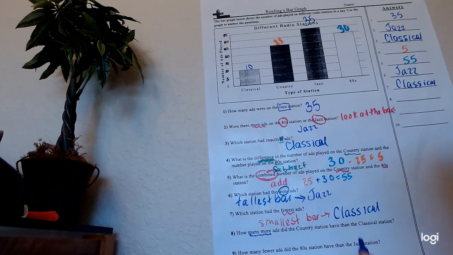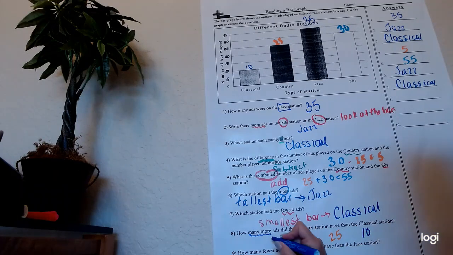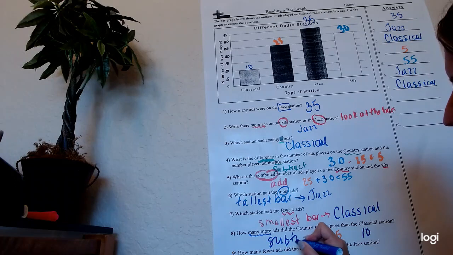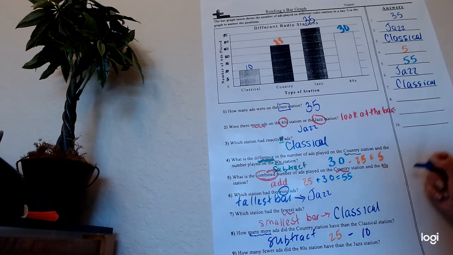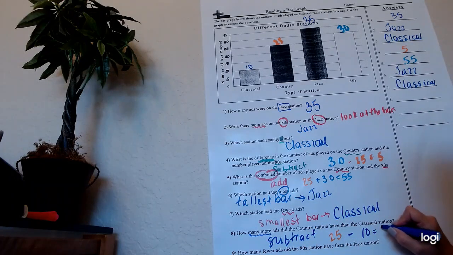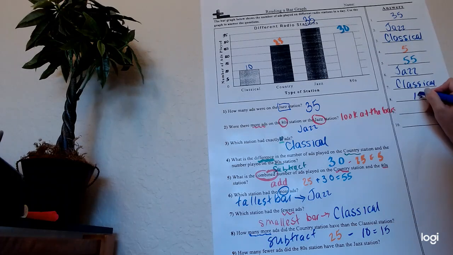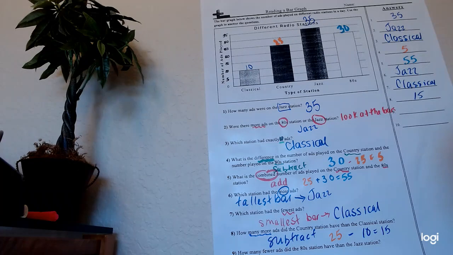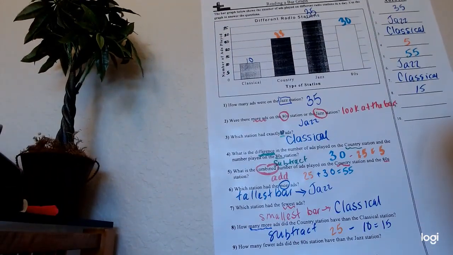So the country station had 25. The classical station had 10. So what am I going to do? I'm going to subtract, and I'm going to get a difference of 25 minus 10 is 15. All right, I know we can't ask questions right now, but if you do not understand something, please message me through Edsby. Please, please, please.